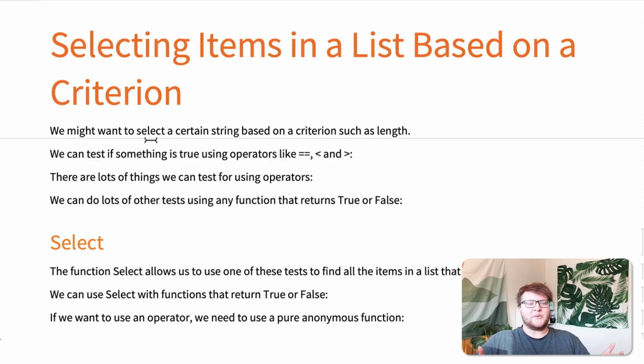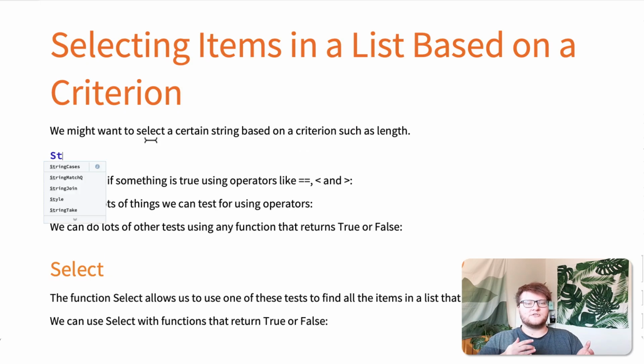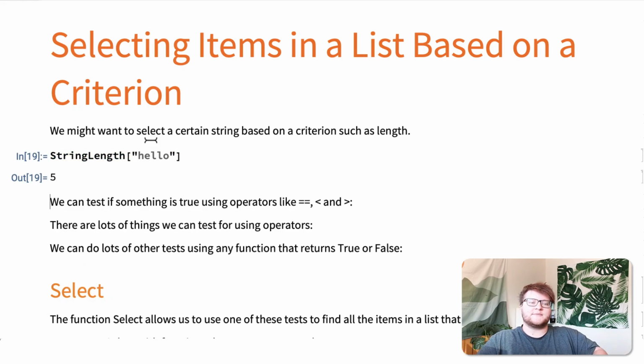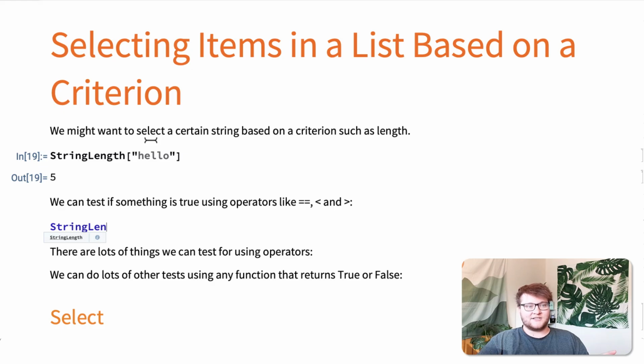So let's figure out how we would check to see if a string is 5 characters long. We'd want to use the function StringLength to see how long a string is. So StringLength of "hello" is 5. We can test if something is true using operators. Some of the most common operators are double equals to see if two things are the same, larger than to test if the first thing is bigger than the second thing, smaller than to see if the second thing is bigger than the first thing. So if I say, is StringLength of "hello" equal to 5, it returns True.